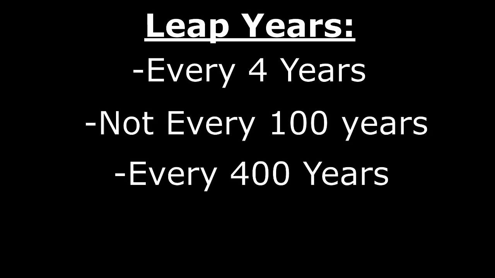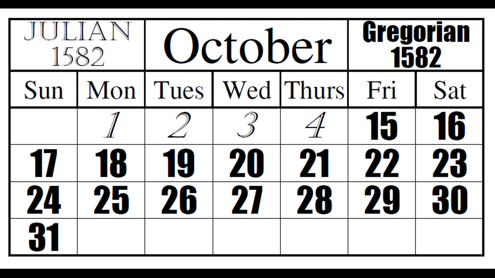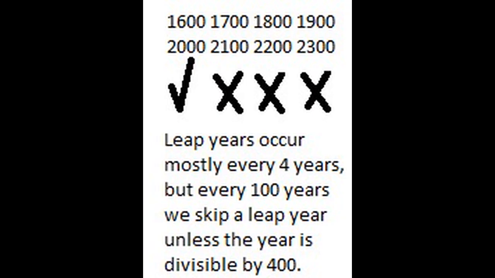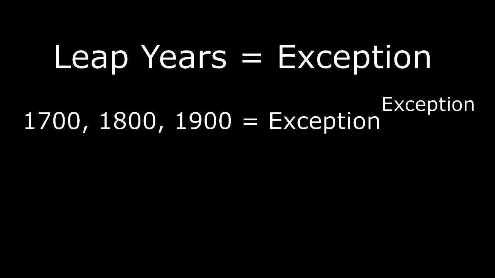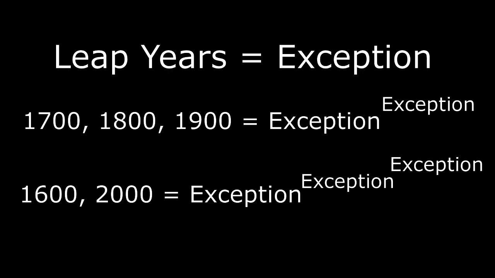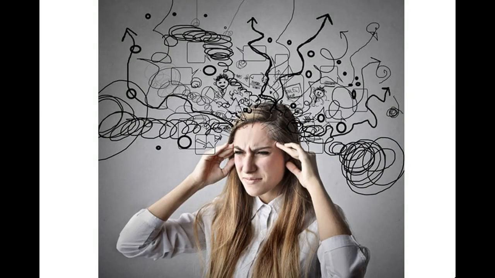Going forward, leap years would be held every 4 years, but not every 100 years, but yes, every 400 years. This new calendar is called the Gregorian calendar, which is what we use today. This is why 1600 and 2000 were leap years, but 1700, 1800, and 1900 were not. If leap years are the exception, then 1700, 1800, and 1900 were the exception to the exception, and 1600 and 2000 were the exception to the exception to the exception. Confused? Good.